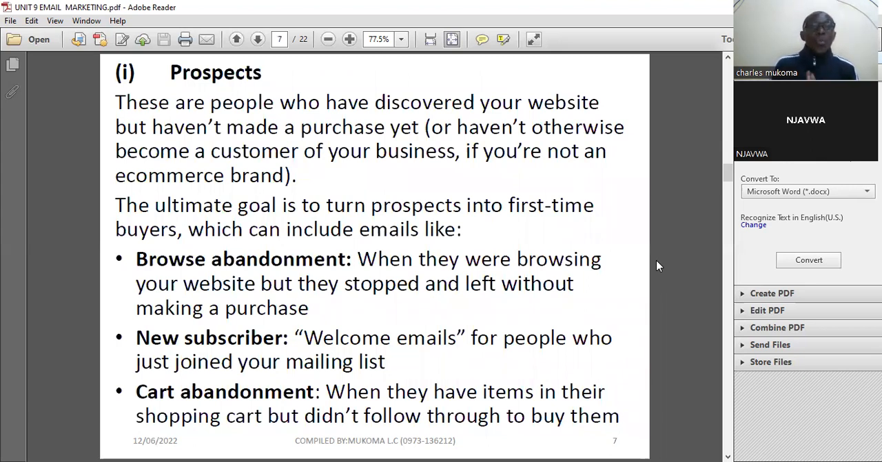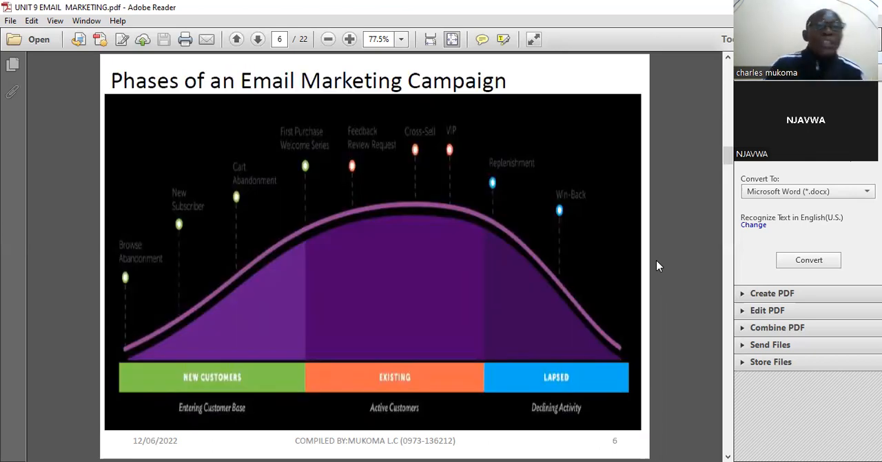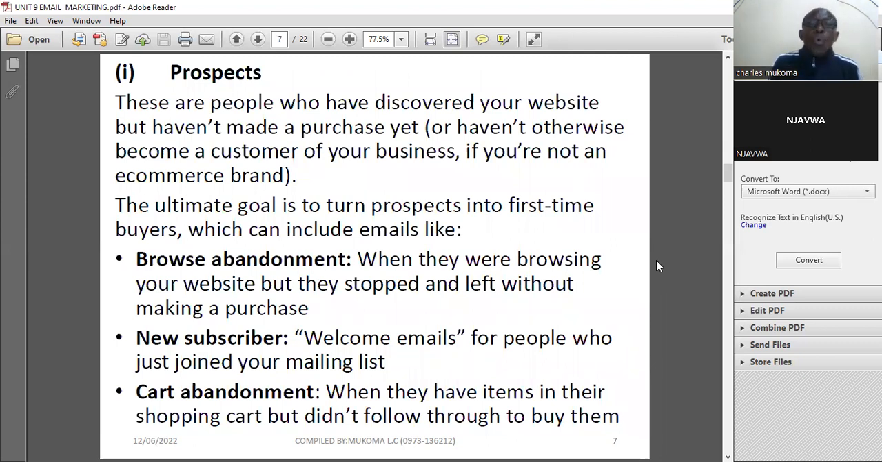Prospects. Who are prospects? Okay. Who are the prospects in business? These are people who have discovered your website but have not made a purchase yet. Okay. These are potential customers. Those are prospects in business. Okay. So the ultimate goal is to turn prospects into first-time buyers. It is not enough to have prospects. What we need is to have customers. So if we have prospects, we have to work hard to convert them into customers.